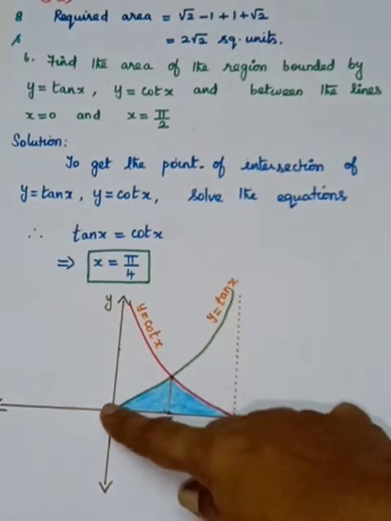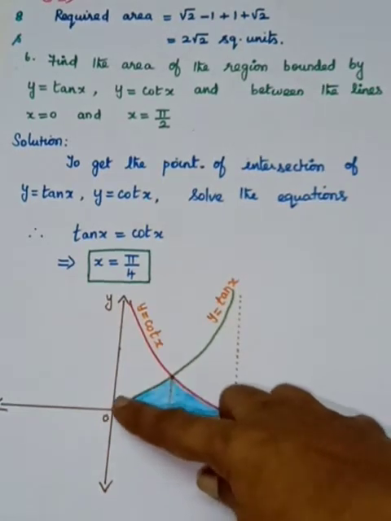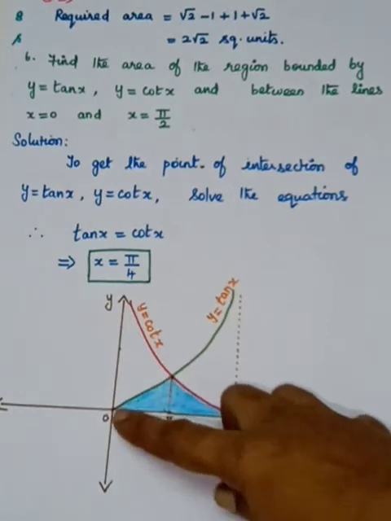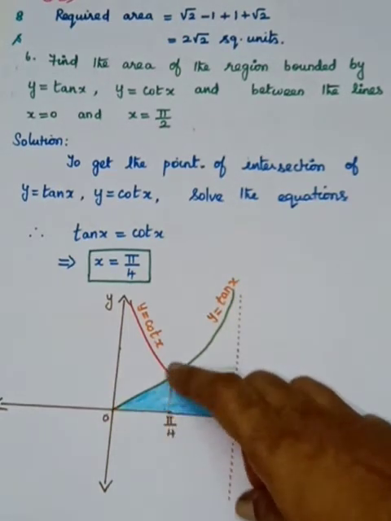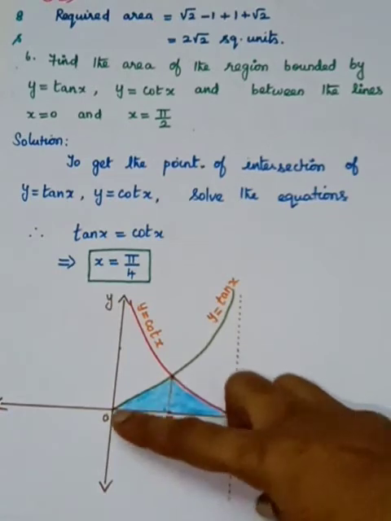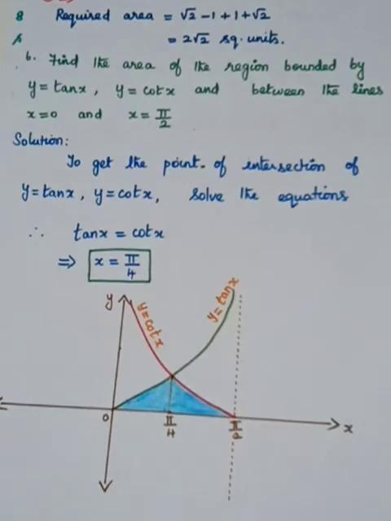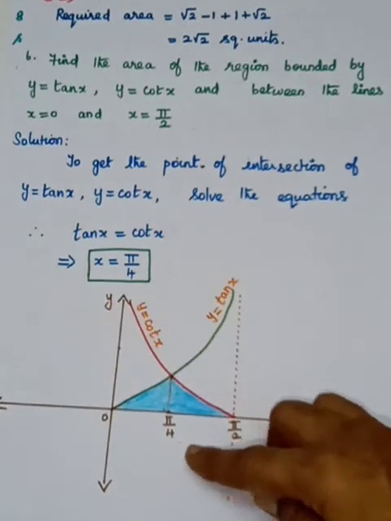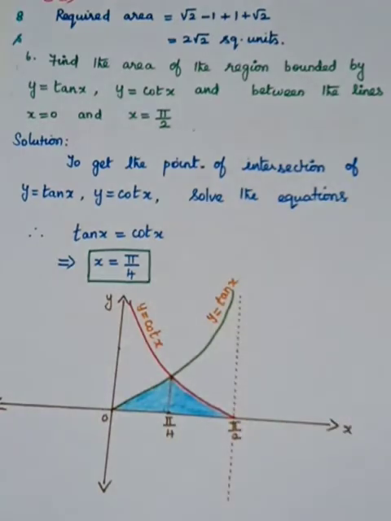You look at this 0 to pi by 2, what is involved? Only tan x is involved. So the green color curve, tan x is involved, not two curves. Here, when 0 to pi by 4, in this interval only one curve, that is y is equal to tan x, is involved, and from pi by 4 to pi by 2 you will have the red color curve, that is y is equal to cot x.